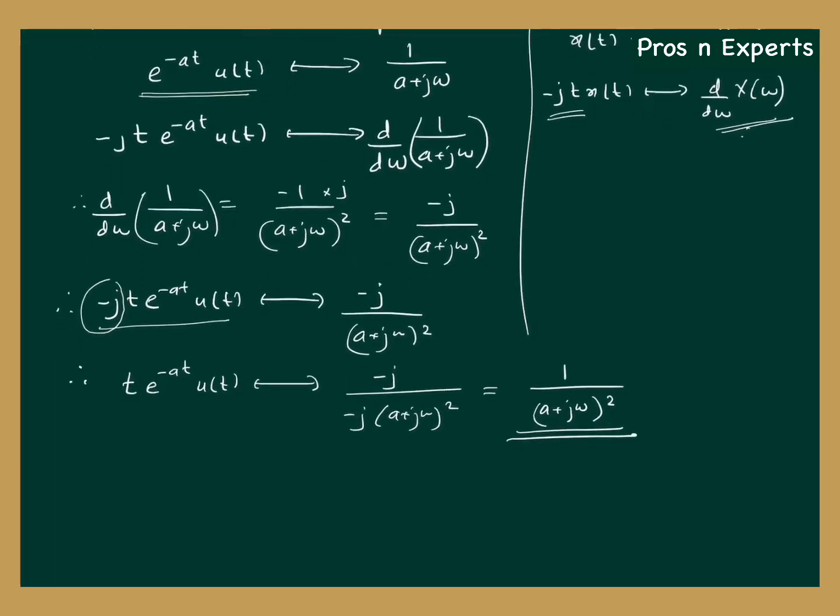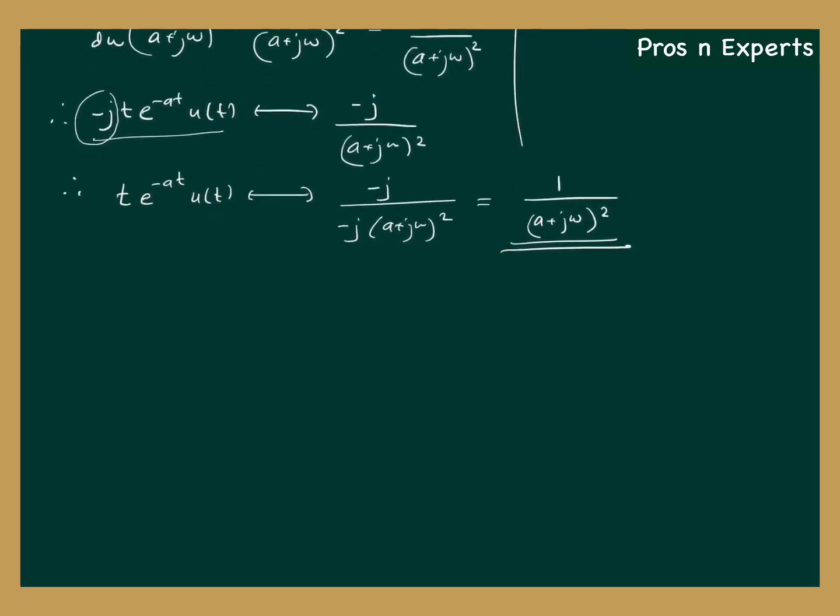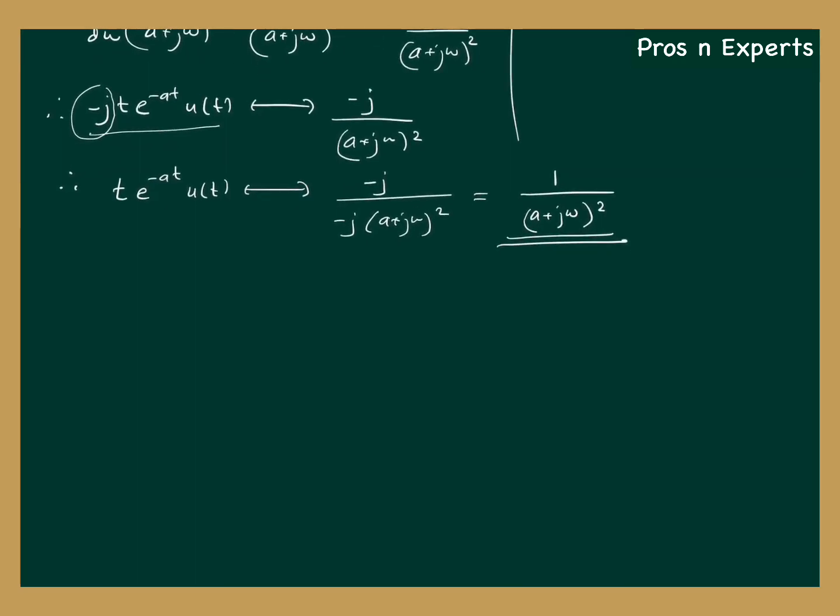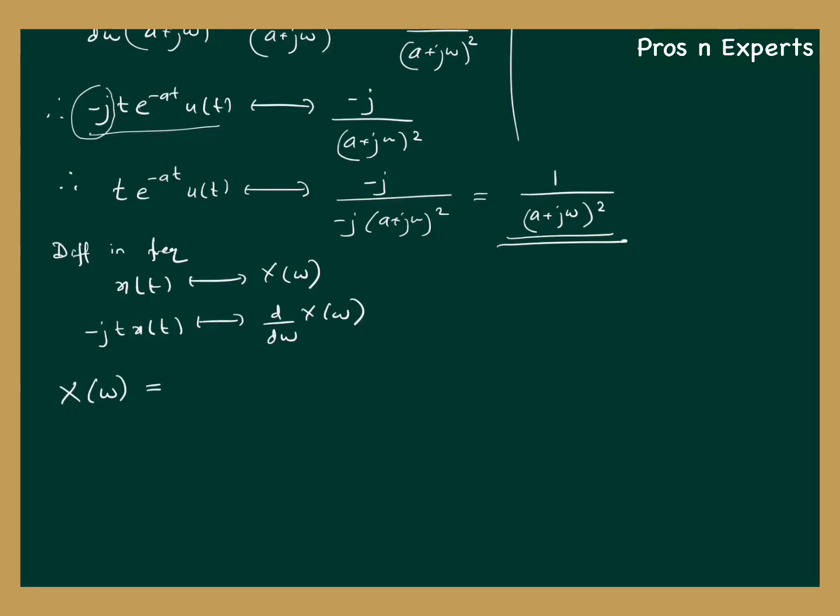Also in the question they have asked to state and prove the property used. So the property is the differentiation in frequency property, as I've told you, which says that if x of t and X of j omega are Fourier transform pairs, then minus j into t x of t will have a Fourier transform d by d omega of X of omega. Okay, so let us start with the expression for X of omega. X of omega is equal to integral from minus infinity to infinity x of t into e raised to minus j omega t dt. Therefore, what is d by d omega of X of omega?